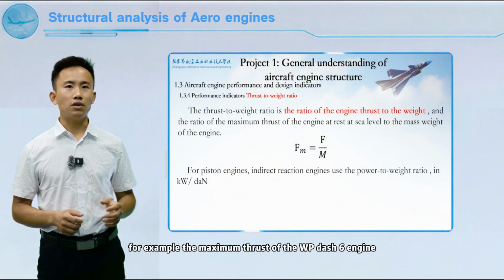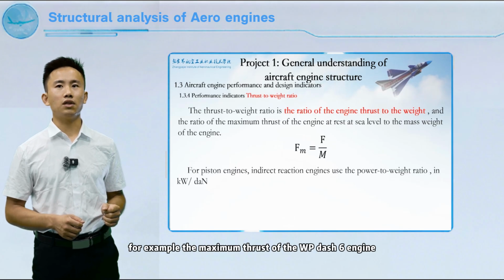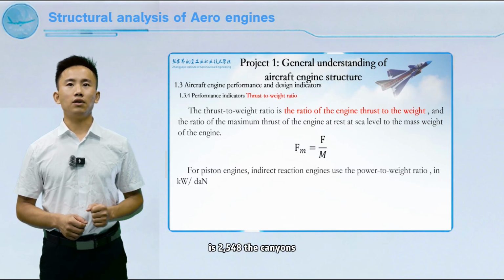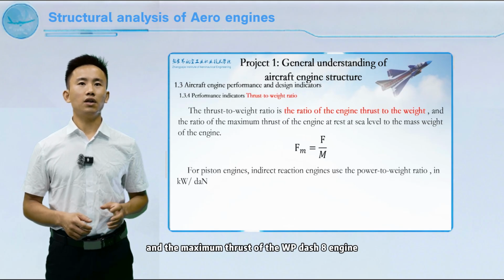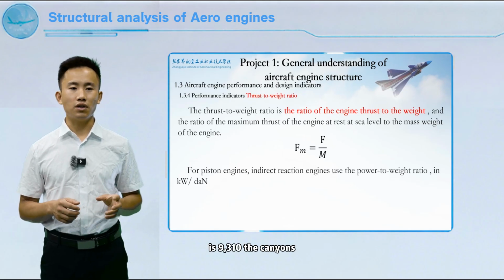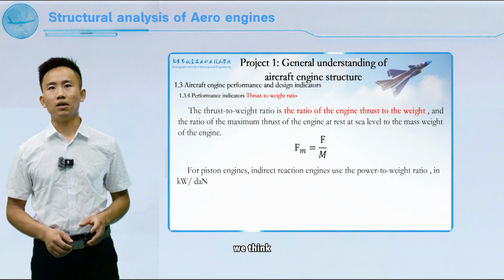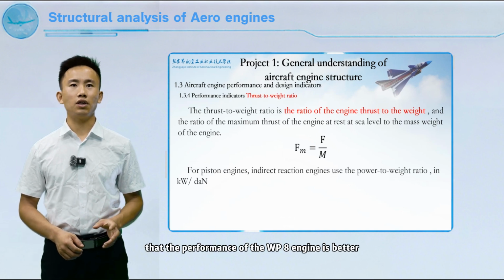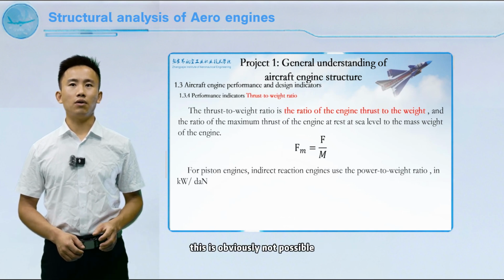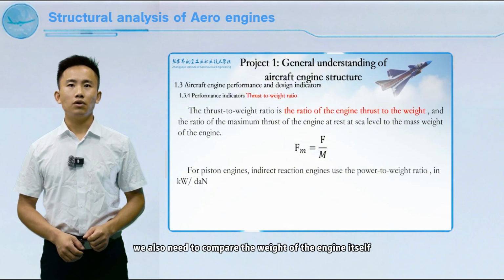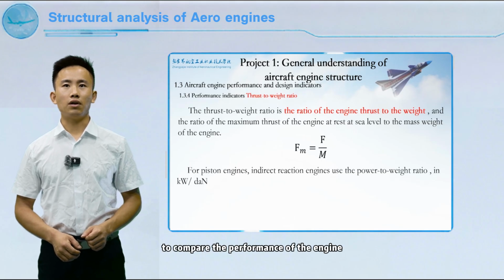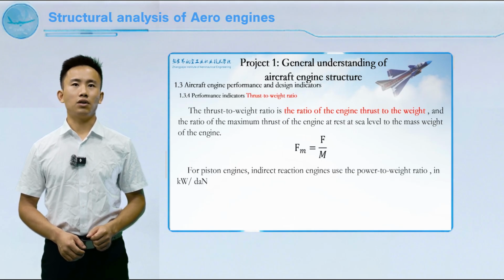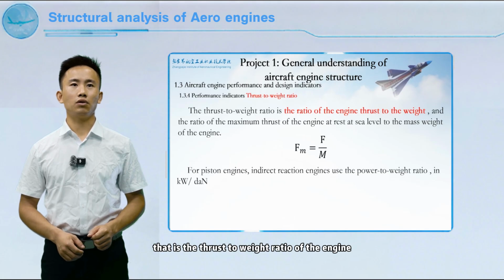After learning about thrust, can we only use the size of thrust to compare the performance of engines? For example, the maximum thrust of the WP-6 engine is 2,548 decanewtons, and the maximum thrust of the WP-8 engine is 9,310 decanewtons. We think that the performance of the WP-8 engine is better. This is obviously not possible. We also need to compare the weight of the engine itself. What kind of parameters can be used to compare the performance of the engine? That is, the thrust-to-weight ratio of the engine.